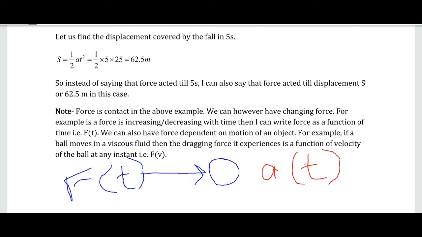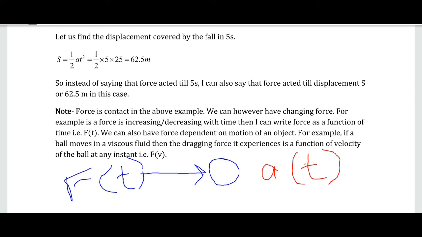So on earth we nearly experience a constant acceleration because the force is not changing near the surface of the earth. We assume the force is mg, so there is no change in m and there is no change in g. Okay, so let me give you an example of a changing force.